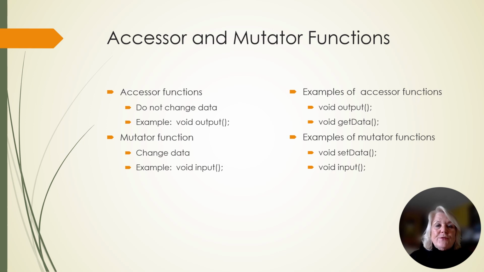Going back to the left again, the mutator function does change data. An example would be the void input. That's where it would ask the user for the values for the data members and change them. On the right-hand side, the examples of the mutator functions, we have void setData, if they're going to set the data members to a certain value, and a void input, of course.